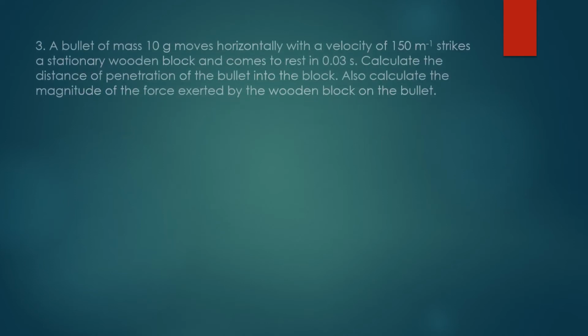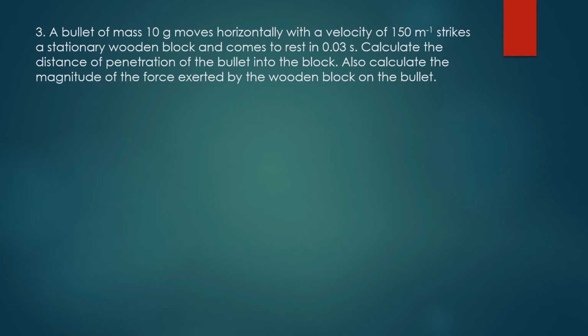Next one, a bullet of mass 10 gram moves horizontally with a velocity of 150 meter per second and strikes a stationary wooden block and comes to rest in 0.03 second. Calculate the distance of penetration of the bullet into the block. Also calculate the magnitude of the force exerted by the wooden block on the bullet.